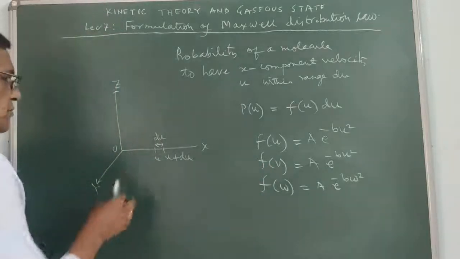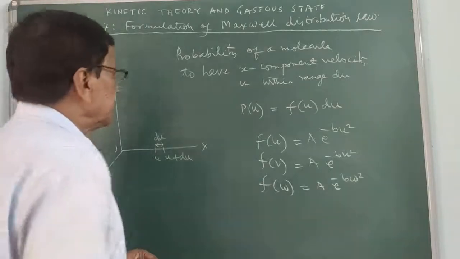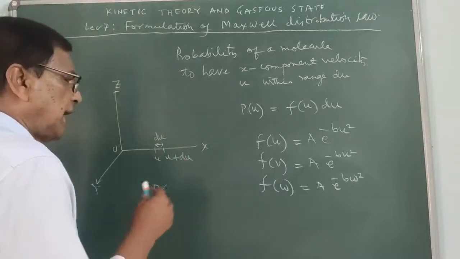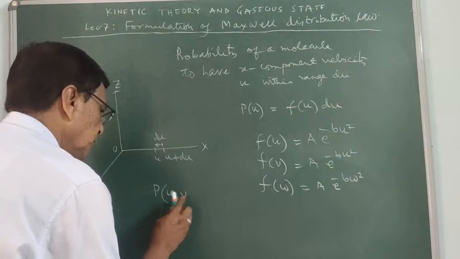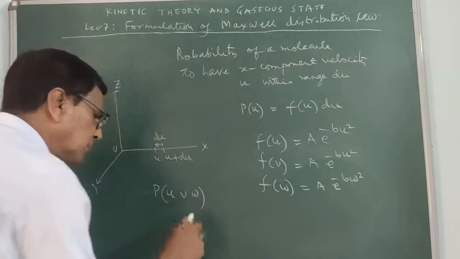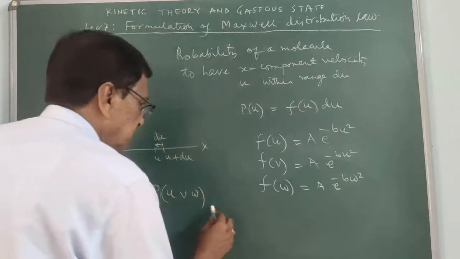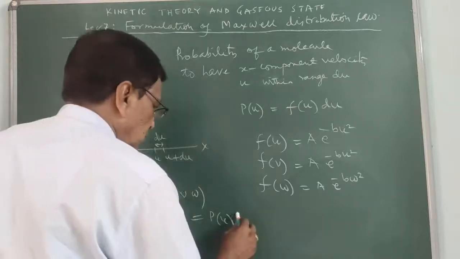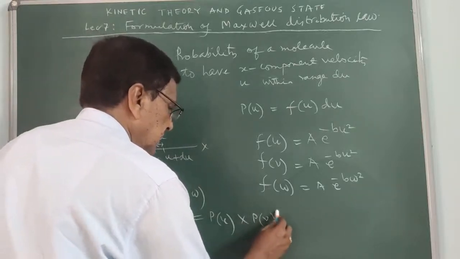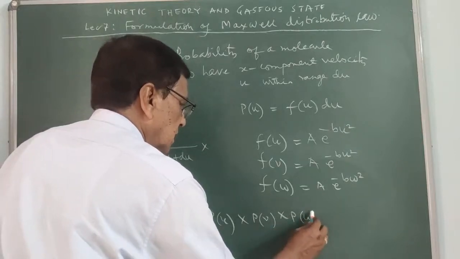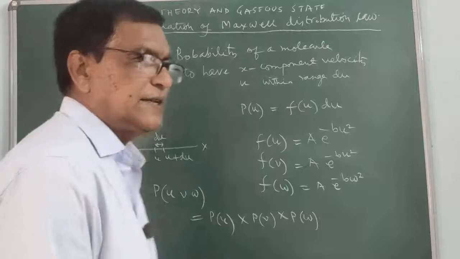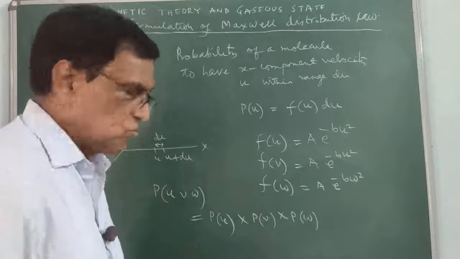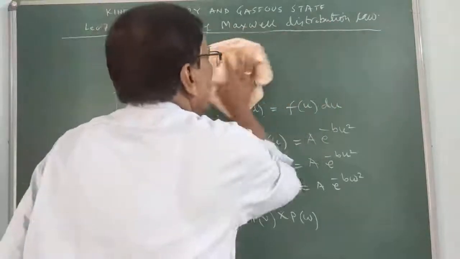So the probability of a molecule to have u, v, w simultaneously will be the probability Pu into Pv into Pw, as probability is a multiplicative property.